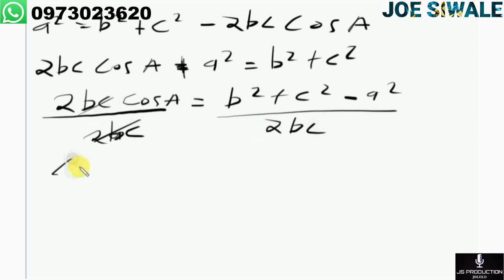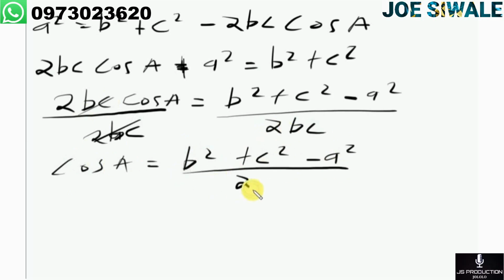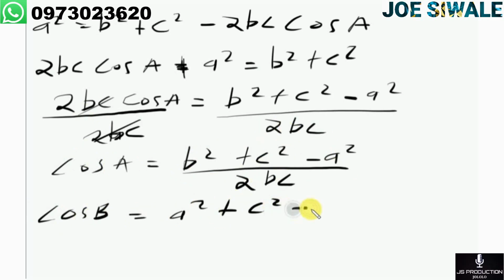And to find the value of cos A, I'll divide both sides by 2bc. So 2bc and 2bc, they're going to cancel out. So I have cos A is equal to b squared plus c squared minus a squared over 2bc. So this is the formula that you use when calculating the angle at A.